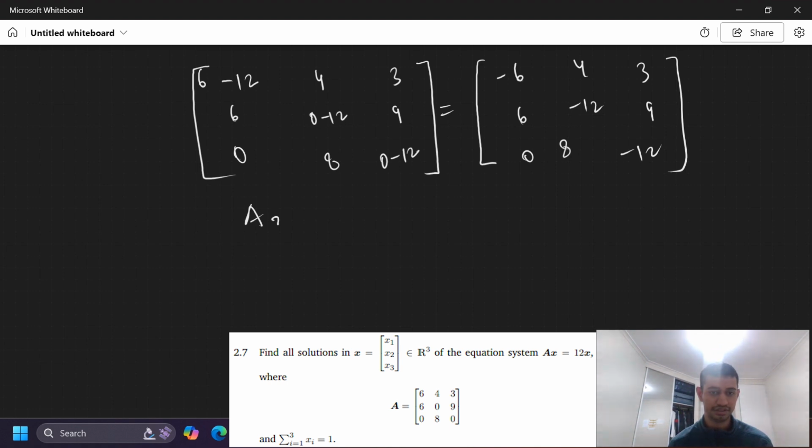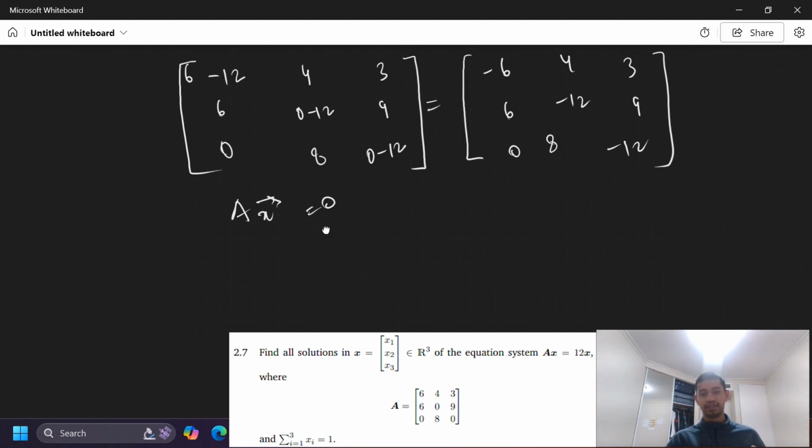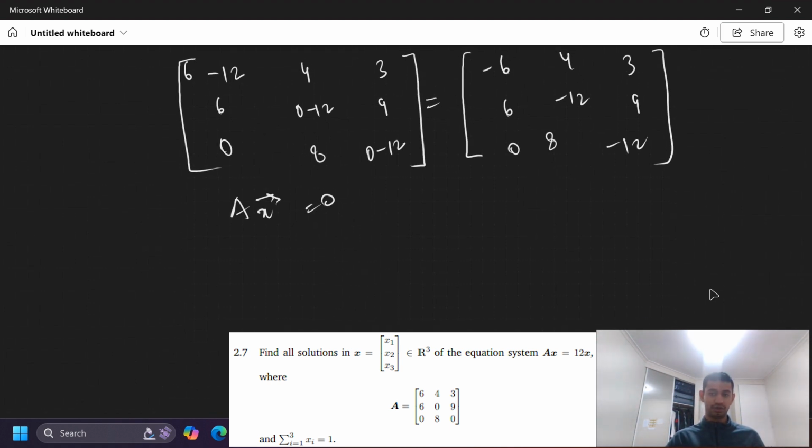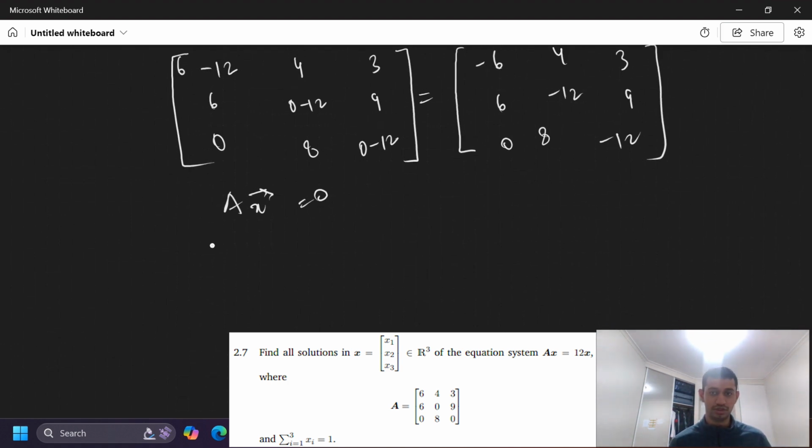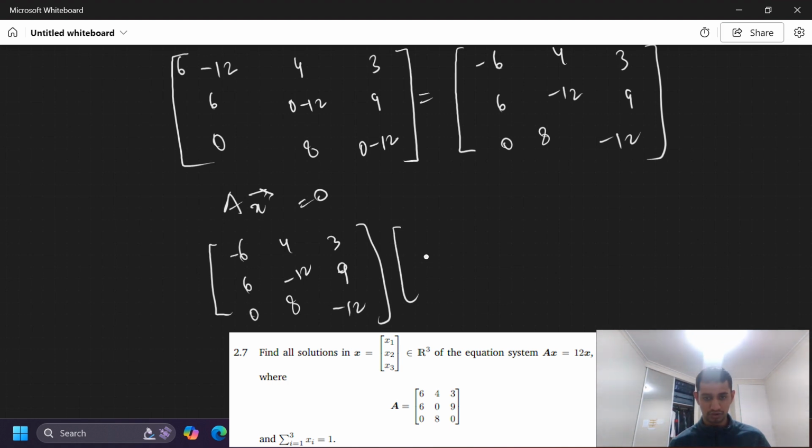Clearly, this now is a homogeneous system. We can solve this using Gaussian elimination, or we can just multiply these equations however we like. The cool thing is, since we have 3 equations and this is a trivariate system, we can do that very quickly. So that would be most ideal. So I can do something like negative 6, 4, 3, 6, negative 12, 9, 0, 8, negative 12 times x1, x2, x3 is equal to 0, 0, 0.